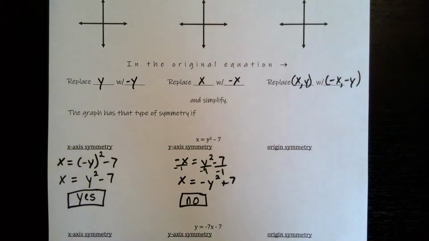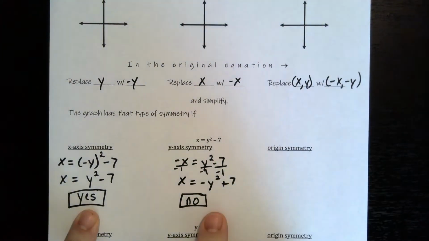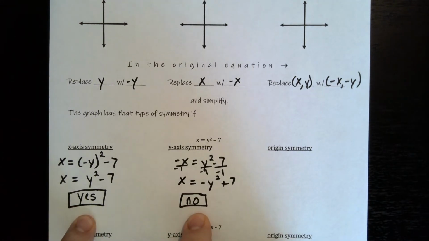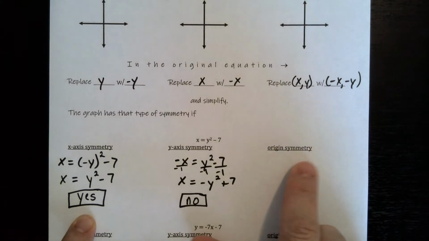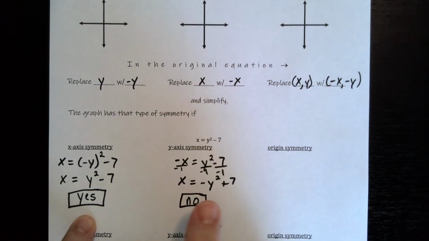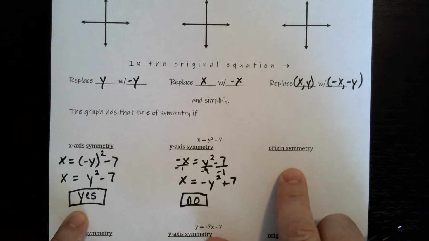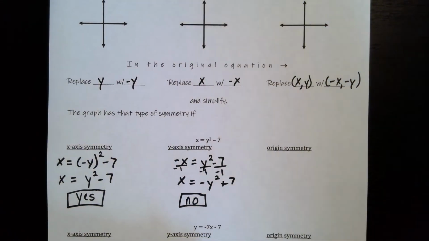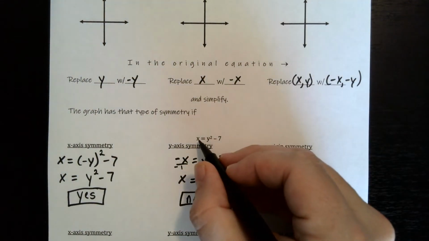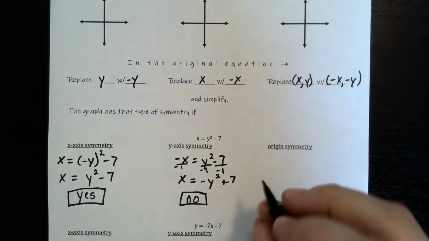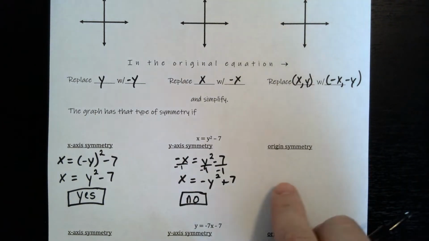Okay, so we look at origin symmetry, and first of all, if you get a yes and a no, then it's automatically going to be no origin symmetry. For origin symmetry to exist, you have to get either 2 yeses on these two kinds of symmetry or 2 no's on this kind of symmetry. Since we got a yes and a no, we already know that origin symmetry is not going to work. Okay, so let's confirm it by replacing y with negative y and x with negative x.